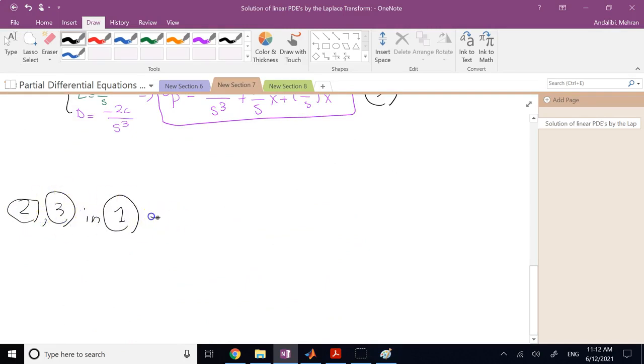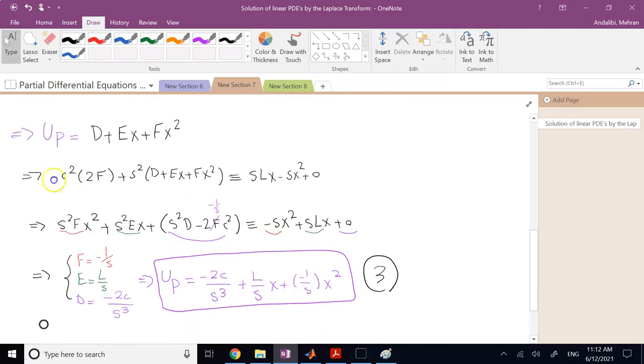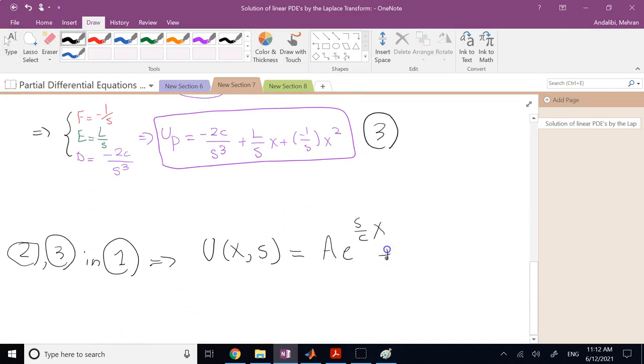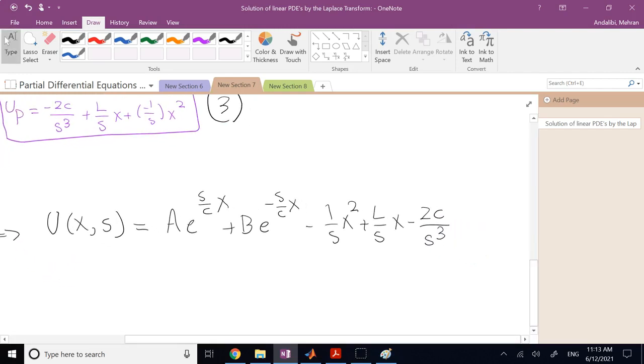into 1, your u of x and s is going to be a times e to the s over c x, correct? Plus b times e to the negative s over c x, and plus whatever I have up over there: minus 1 over s x squared, plus l over s x, and minus 2c over s cubed. That is my solution in the x and s space. Now, if I apply an inverse Laplace transform, it's going to go back to the x and t space, and then I can find a and b over there, or I might be able to apply a and b right here, then go back.